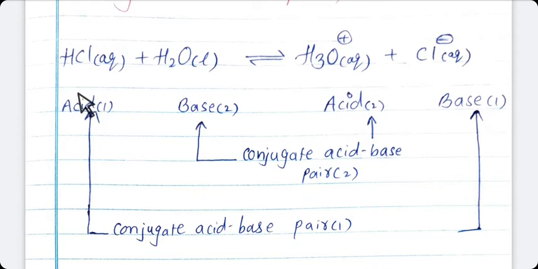First, HCl is the acid which donates a proton to H2O. HCl is the acid, it donates a proton and becomes a base. So this acid and this base are a conjugate pair. H2O is the base because it accepts a proton from HCl and becomes H3O plus, the hydronium ion. So these are a conjugate acid-base pair.